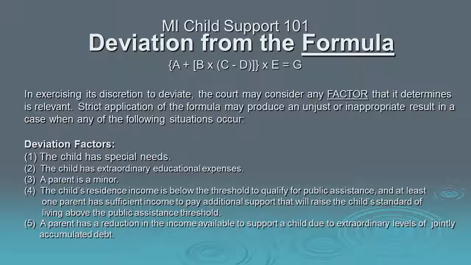Factors: a child has special needs. A child has extraordinary educational expenses. A parent is a minor. A child's resident income qualifies for public assistance. A parent has extraordinary joint accumulated debt.